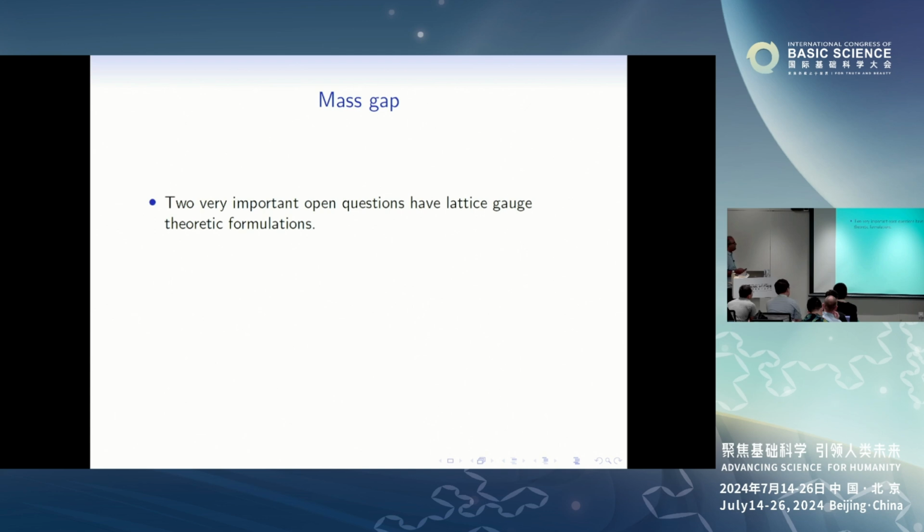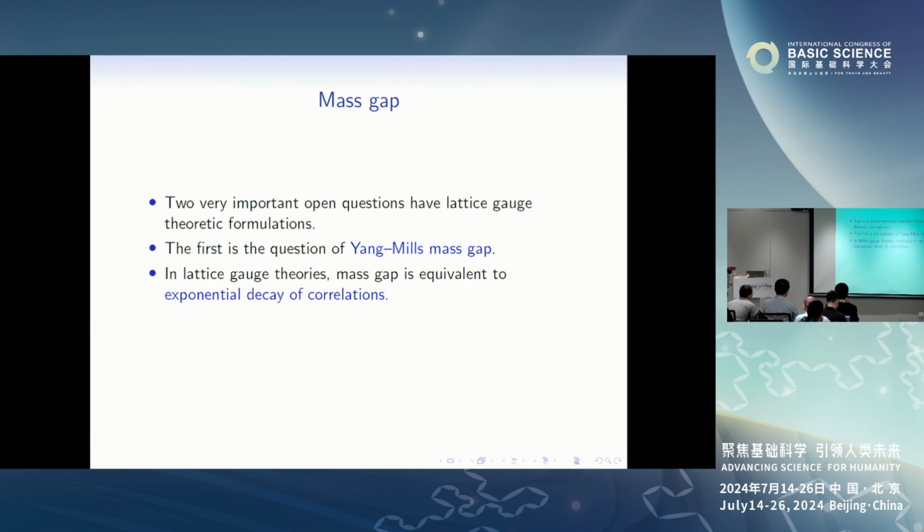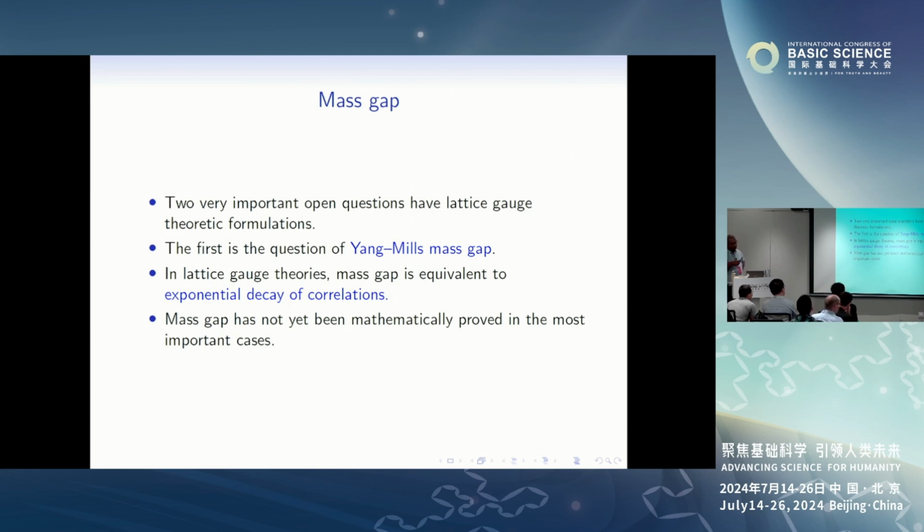Okay, so two very important questions about quantum Yang-Mills theories have lattice gauge theoretic formulations. Let me tell you about that a little bit. The first is the question of the Yang-Mills mass gap. And in lattice gauge theories, which I'm going to define soon, mass gap is equivalent to exponential decay of correlations. So you have to prove that certain correlations decay exponentially. And this has not yet been proved mathematically in the most important cases. So these are open questions.